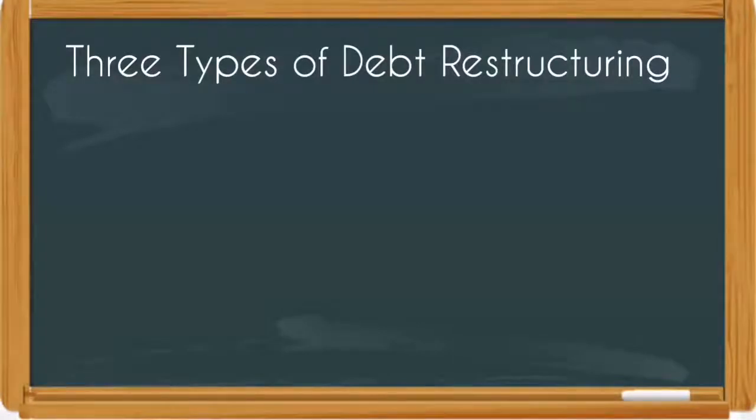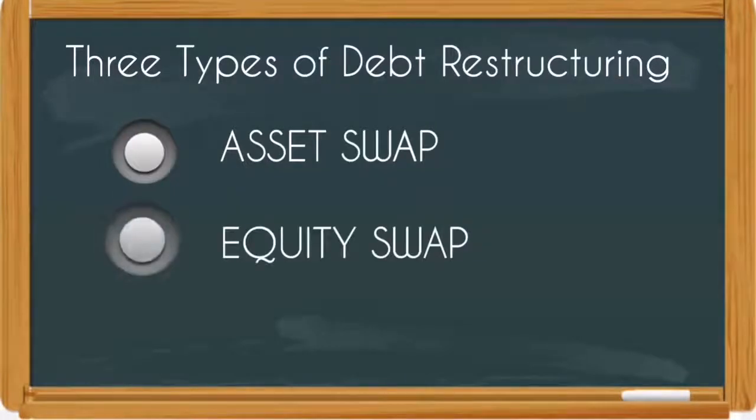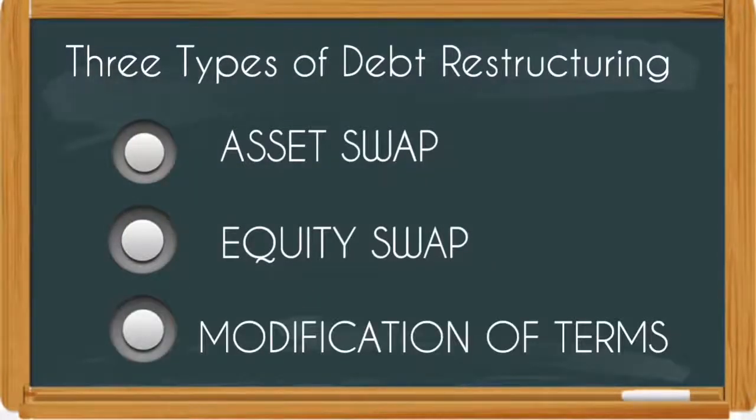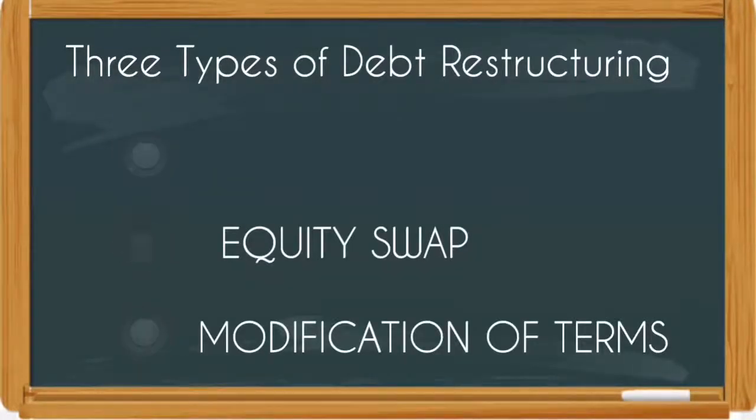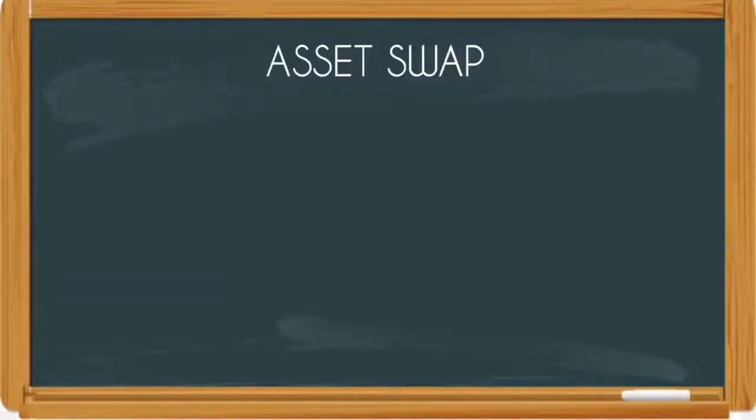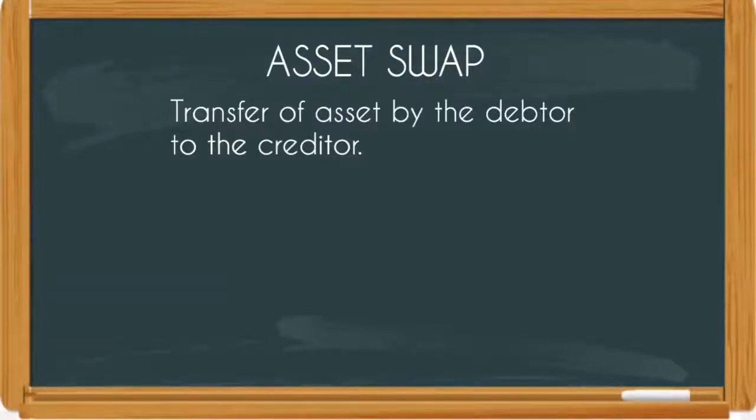Meron tayong three types of debt restructuring. First is the asset swap, the equity swap, and the modification of terms. Let us first define the asset swap. It is a transfer of asset by the debtor to the creditor.